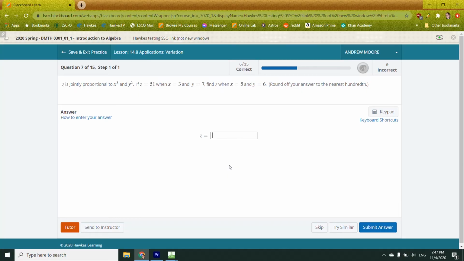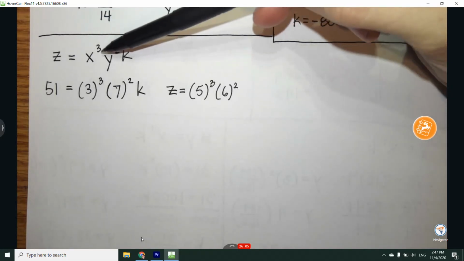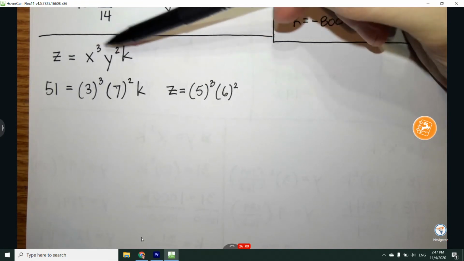Z is jointly proportional to x cubed and y squared. If z equals 51 when x equals 3 and y equals 7, find z when x equals 5 and y equals 6. Remember, jointly means that we're going to have both of these. They're kind of like directly. It just means that we're looking for two things that we have here.